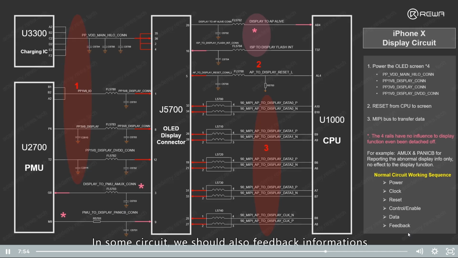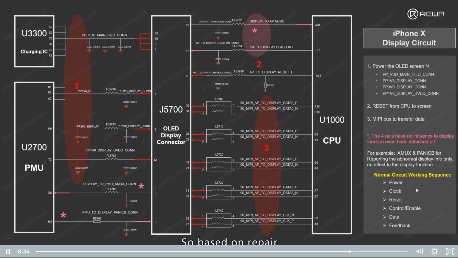The circuit is the same. In some circuits, we should also feed back information. Like the charging circuit, we should feed back the battery information to the CPU. And like the flash circuit, we also have an ADC circuit to feed back the temperature for protection. And what else? Like the speaker circuit, there's also some circuit to feed back the voltage to protect the circuit. Here is an example for your understanding. Just like Albert Einstein said, imagination is more important than knowledge.